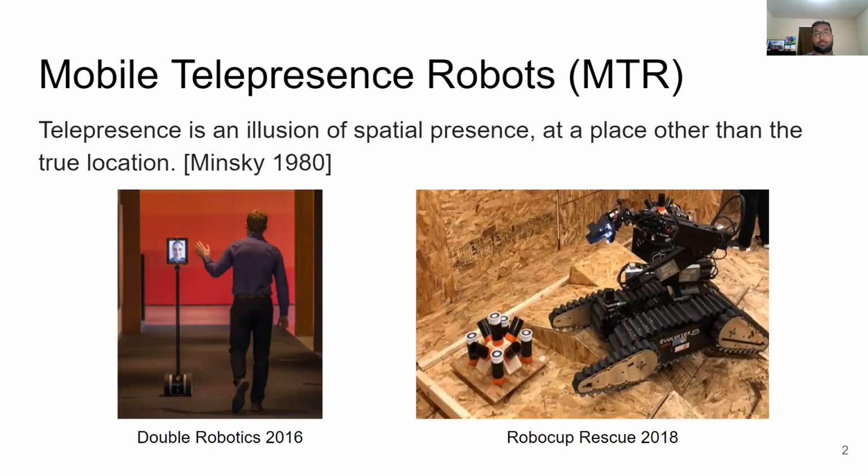Telepresence is an illusion of spatial presence at a place other than the true location. In particular, mobile telepresence robots help the human operator to perceive, along with the ability to move and actuate in the remote environment. Telepresence robots are used in several application domains like offices, search and rescue, education, etc. On the left, we see a telepresence robot from Double Robotics in an office environment, while on the right hand, we see an image of a rescue robot controlled remotely during the RoboCup Rescue 2018 competition.